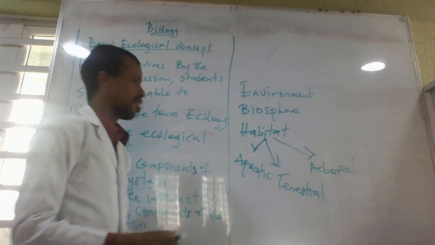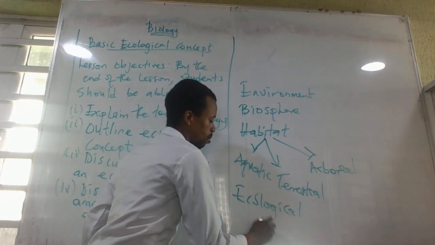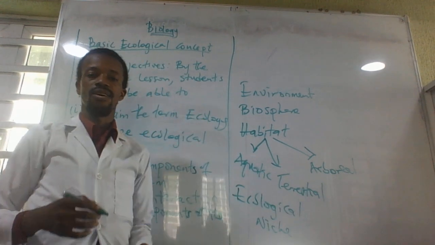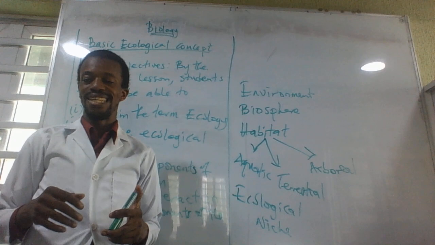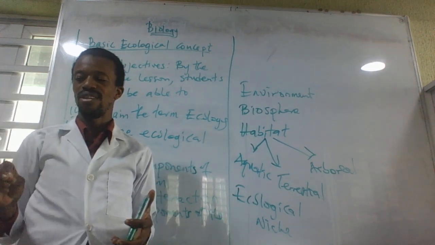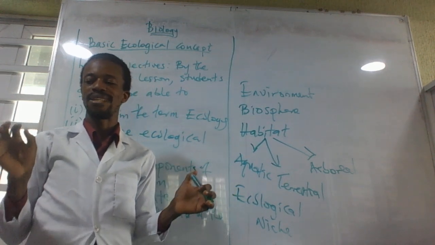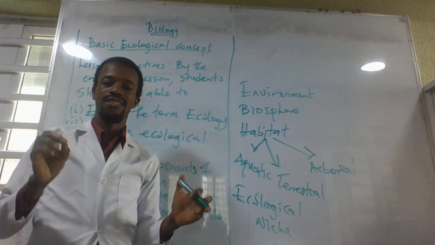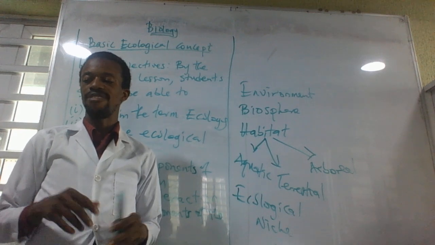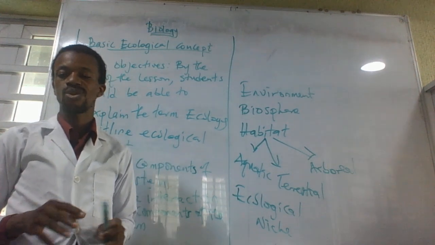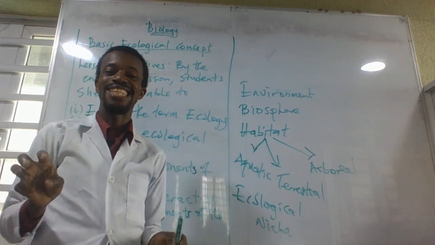So the next one is ecological niche. What is ecological niche? Some call it niche. Ecological niche is referred to as a part of the habitat that an organism is attached to. It refers to the habitat and the entire habit of an organism. So it is the physical space occupied by an organism and its functional role in the community. It is the physical place where you can find that organism and it is attached to that environment.